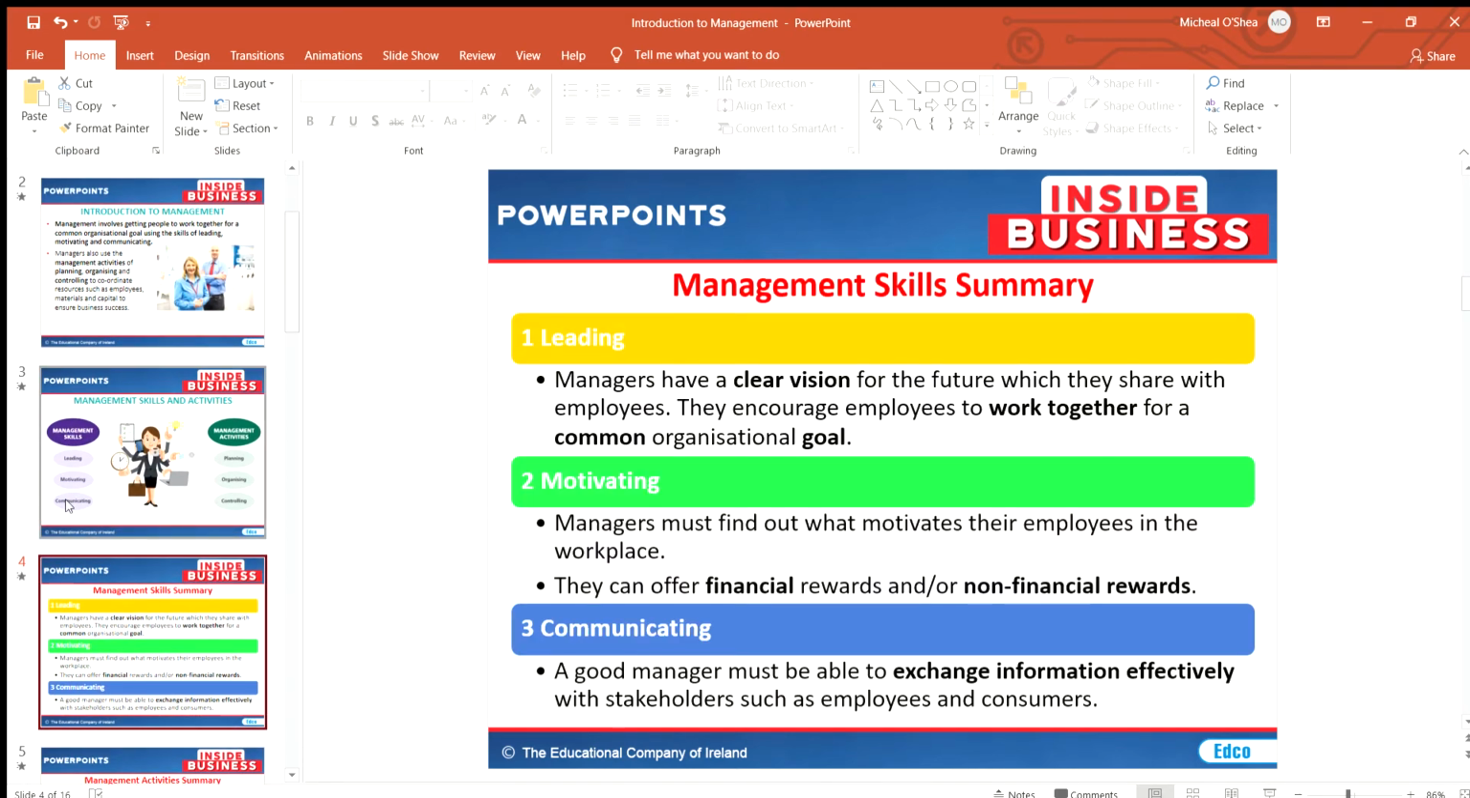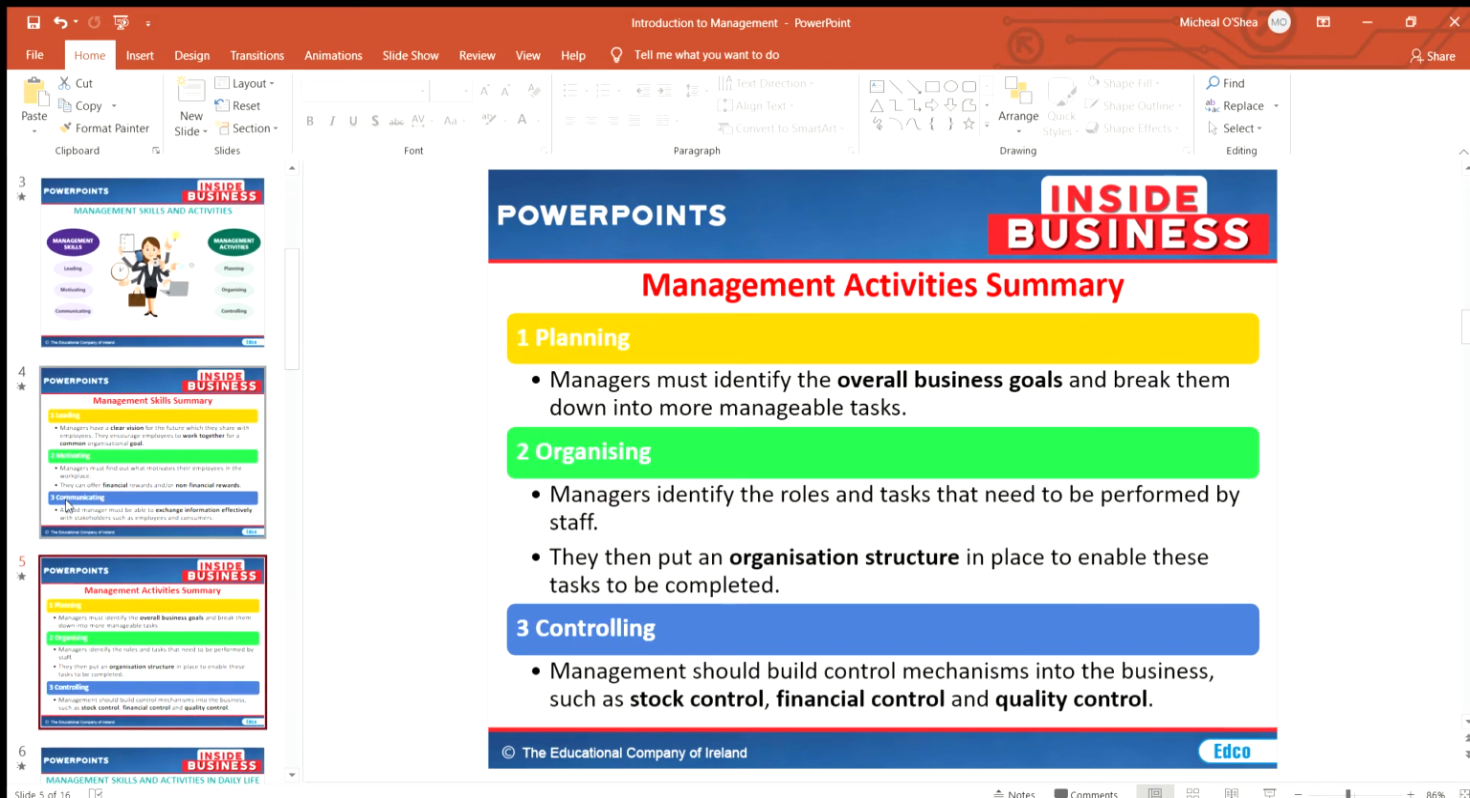Leading is having a vision and taking your employees and your customers towards that vision. Motivating is trying to entice them along the way. Usually it's financial rewards for your employees. And communicating is obviously, as a manager, you need to be able to express your ideas across to your employees or communicate with the market.